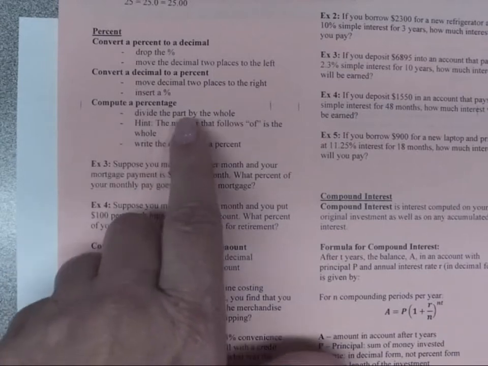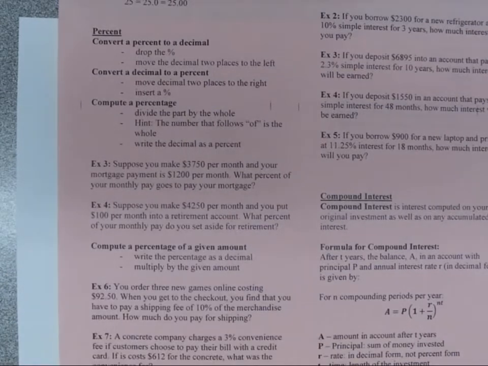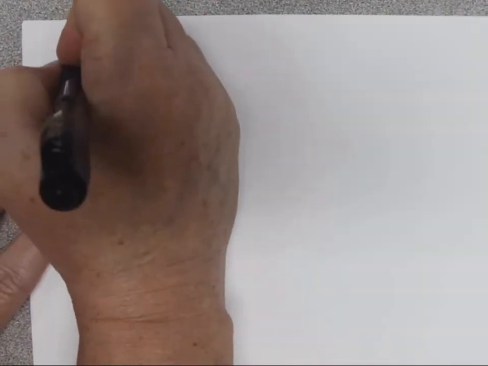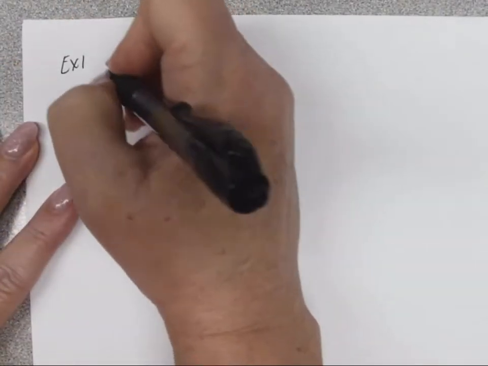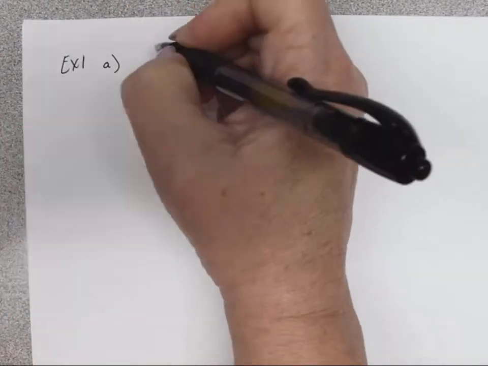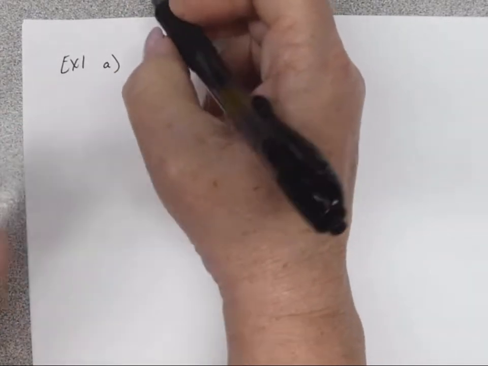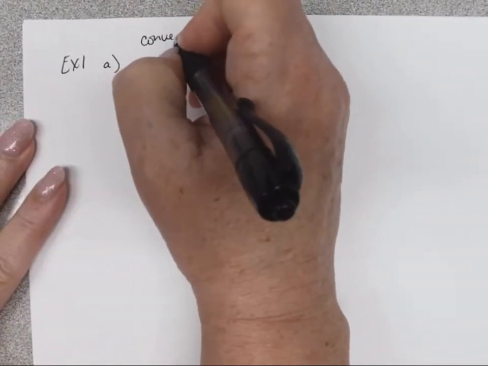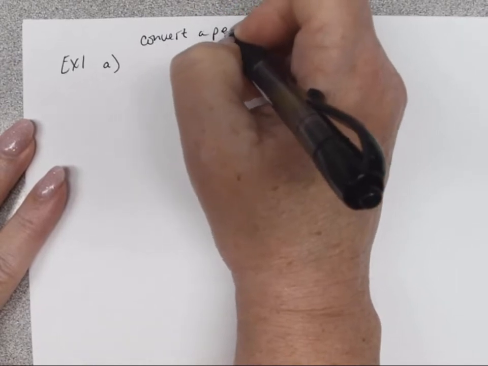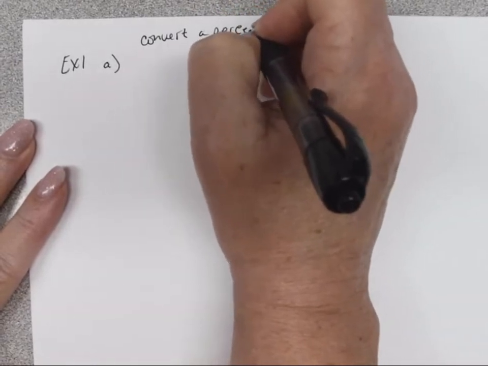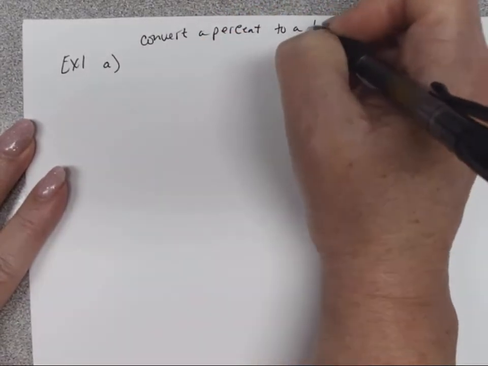Computing a percentage will divide the part by the whole. The number that follows of is the whole, and we'll write the decimal as a percent. So let's go look at a couple of examples. So example 1, part A. So here we're going to convert a percent to a decimal.